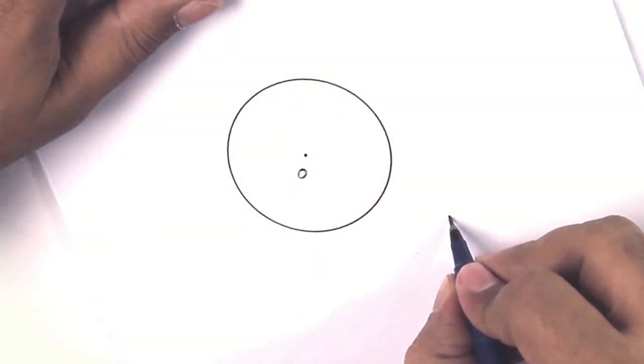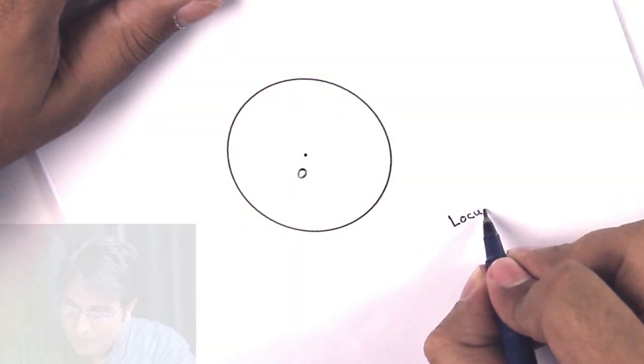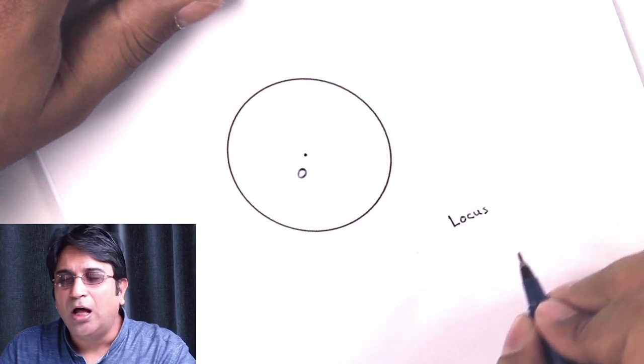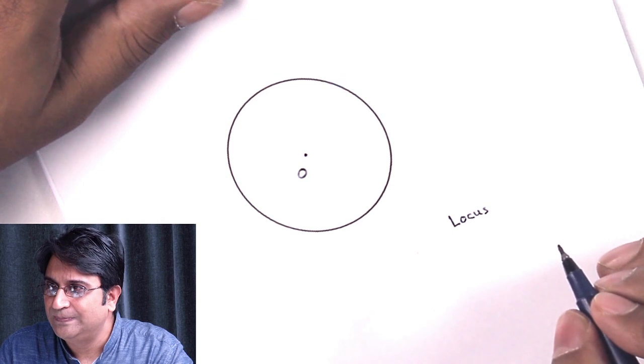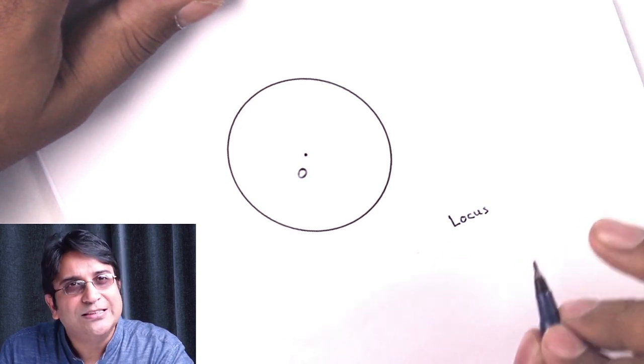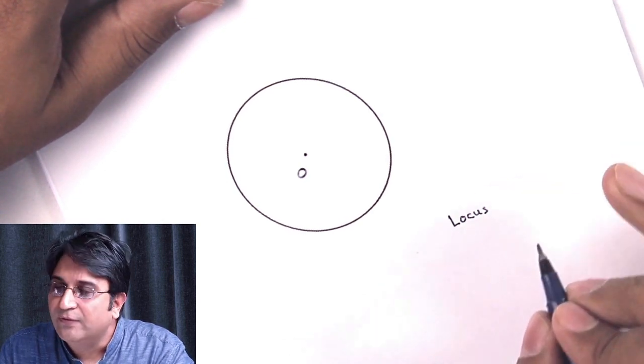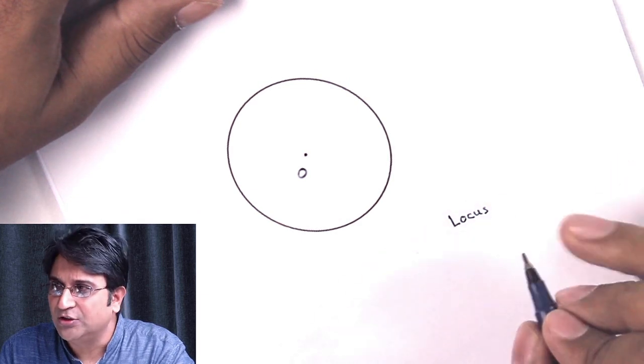There is also another way to define a circle. In order to understand the second definition, we need to understand another term which is called the locus. Now what is a locus? A locus is a set of points which satisfies a given condition. I'll repeat. A locus is simply a set of points which satisfies a given condition.